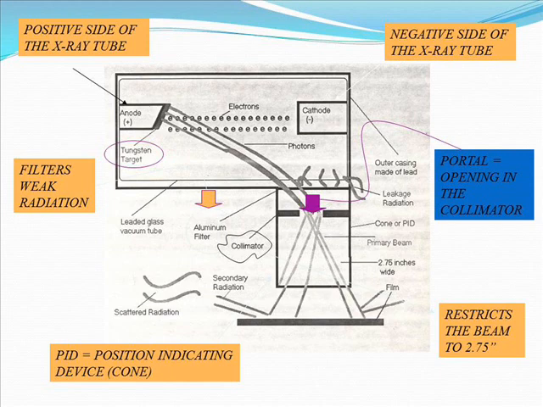So that's how radiation is produced. Inside the X-ray tube, it's made out of glass.